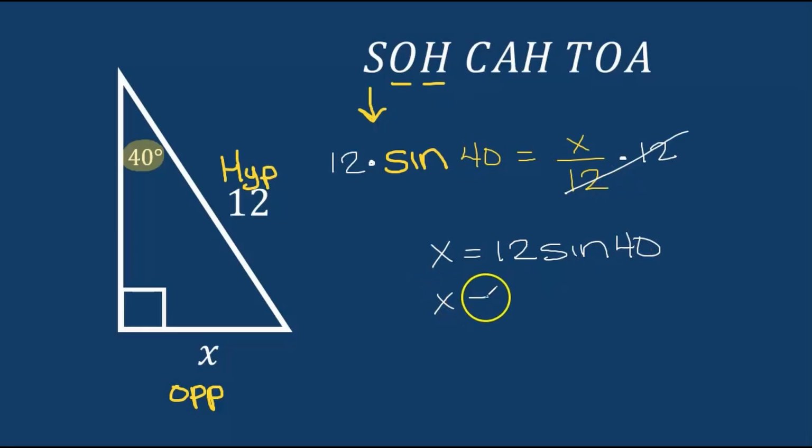When I plug this into my calculator, I get 7.713, on and on and on. I like to round these to tenths. Lots of instructions will tell you that as well. Since it was a 1, it's not going to change that 7, and my side length is 7.7. That's very reasonable considering a hypotenuse of 12. So I've also checked the reasonableness of my answer.